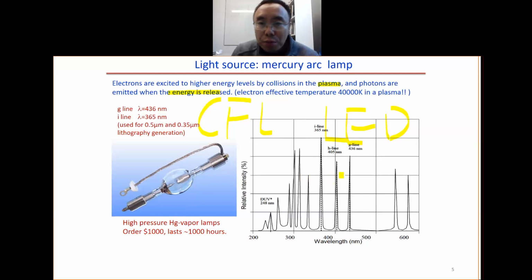So here is the spectrum of the Mercury arc light. As you can see, we have the I line, which is 365 nanometer. We have the H line and the G line. Those are the UV light we use for lithography in the university labs. We normally use the I line and H line. Sometimes we use the G line.